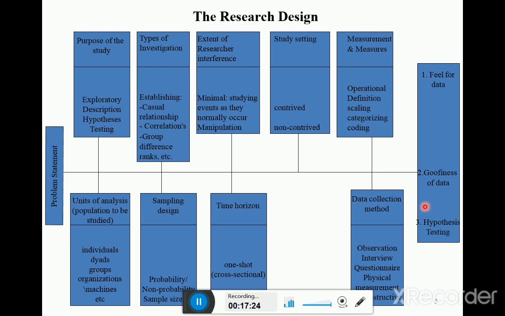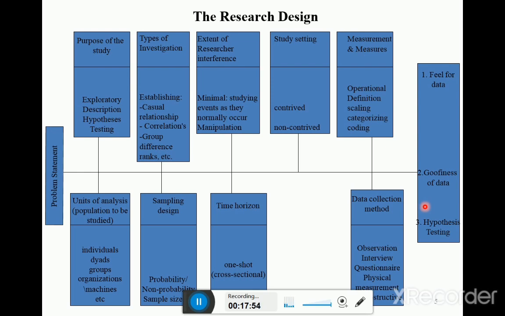When we collect data, we have to use some instruments. Now we have to see whether these instruments are valid or not. That is known as validity. Then we see whether the instruments we use, it can be a test, an interview, or a questionnaire, are reliable.